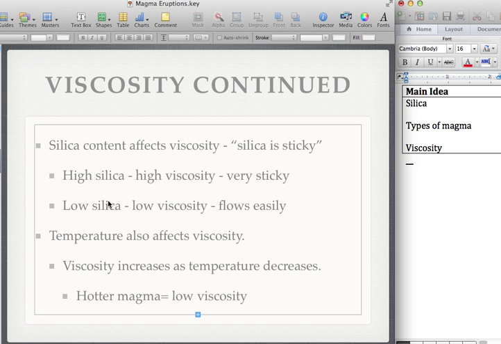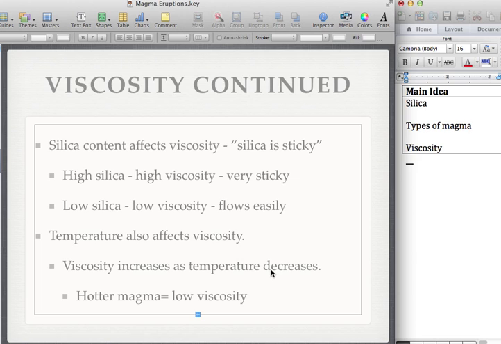Lower silica is going to be a lower viscosity and is going to flow much more easily. Then it's going to flow easily out of a volcano and down the hill. And this is kind of what you think of when we think of lava flowing. We're going to have low silica magma. Temperature can also affect viscosity.